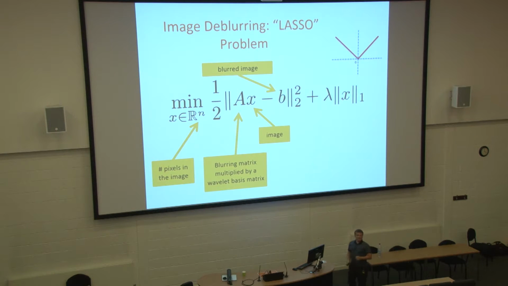Then there's A. Some expertise has to go into this. How is this A formed? In fact, there's some blurring matrix involved. It's multiplied by a wavelet basis matrix. One doesn't have to go into the details here. It's a certain very specified matrix.